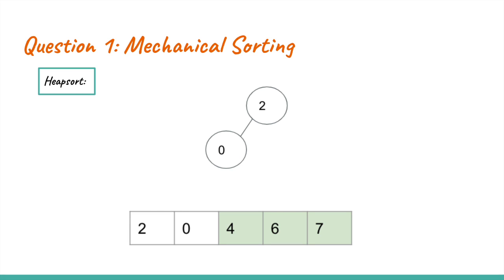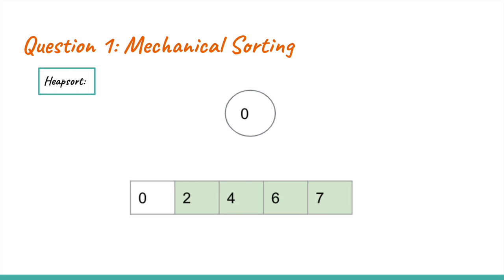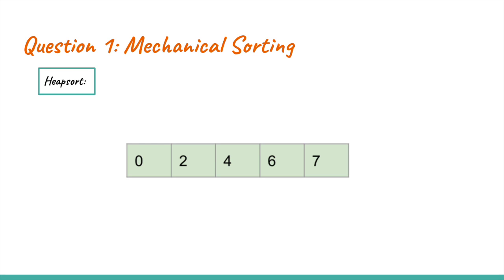We pop that off from the heap and place it in the back of the list. And now the maximum is 2. We pop it off and we're left with 0. And now we're done.